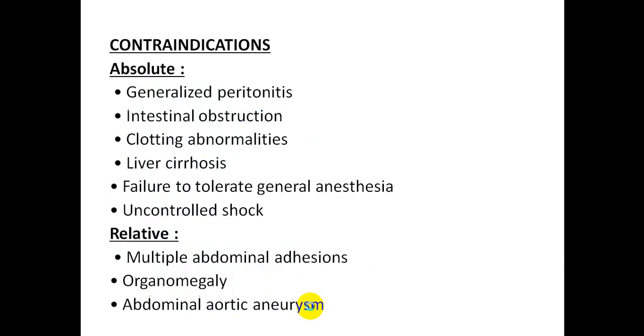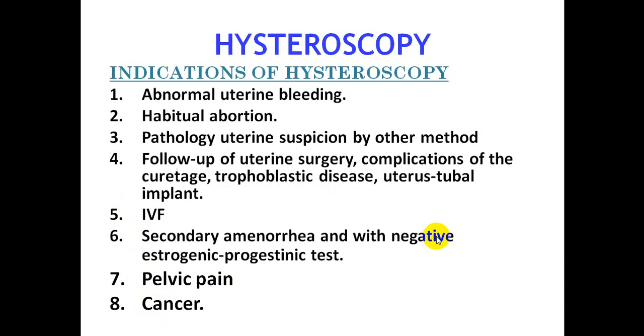Post-operative complications increase sometimes in those patients with risk factors. Contraindications: either absolute or relative. Absolute: general peritonitis, intestinal obstruction, clotting abnormality, liver cirrhosis, failure to tolerate general anesthesia, uncontrolled shock. Relative: multiple abdominal adhesions, organomegaly, abdominal aortic aneurysm.